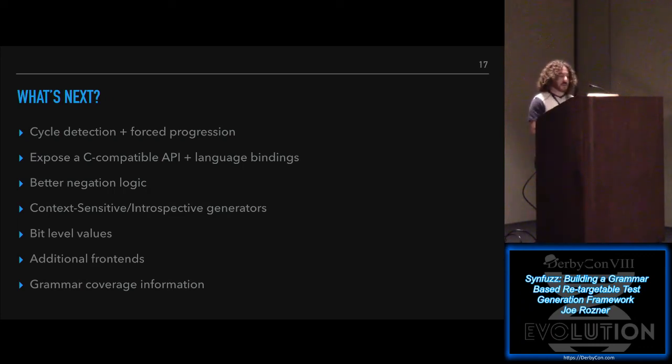Negation logic is complicated. Context sensitive and introspective grammars and functionality to handle that. And then grammar coverage information. So understanding how much of the grammar we've explored and what we've generated from there, and the ability to tune that.